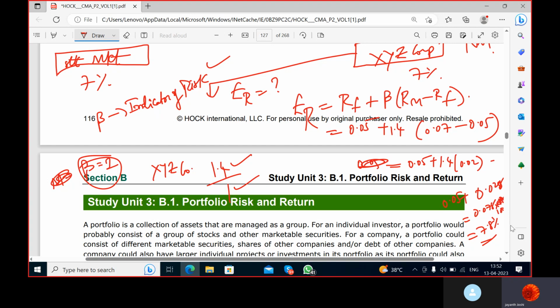7.8% is my return. This is 0.05 plus 1.4 into 0.02. Now I will give you some tasks, but you have to use your calculator. I am giving you the same data, but I am changing the beta to 0.8 and to 1.6. You have to put these two in and tell me the returns fast.